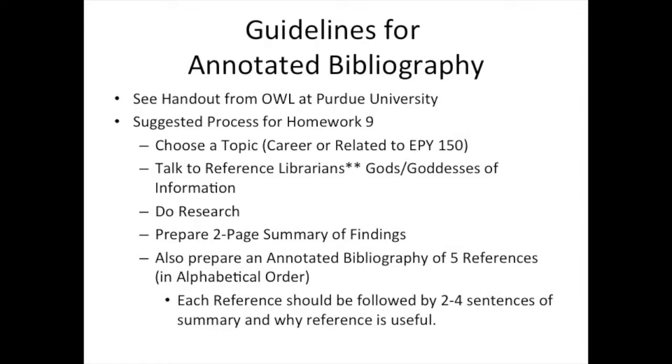In one of the final homework assignments, I'm asking you to create an annotated bibliography. For those of you who don't know what that is, I have uploaded a handout from OWL at Purdue University that gives a 3-page summary of what you need to do for an annotated bibliography using APA citation format style. So the first idea in this suggested process for homework 9 is to choose a topic.